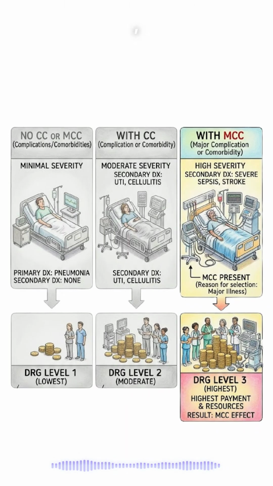22. How does a major complication and comorbidity affect the final DRG assignment for a patient? An MCC shows the patient is very sick, which pushes the DRG to the highest level. The hospital receives much more money, because caring for these sick patients costs a lot more.